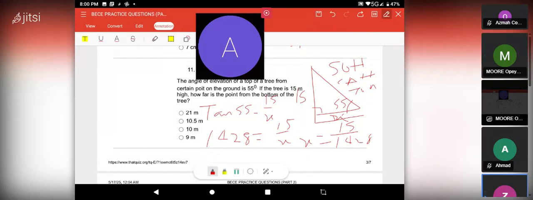Who got the answer now? 10.5042. So what we have as options, the correct option or the nearest answer to it is 10.5. Ten point five, sir.